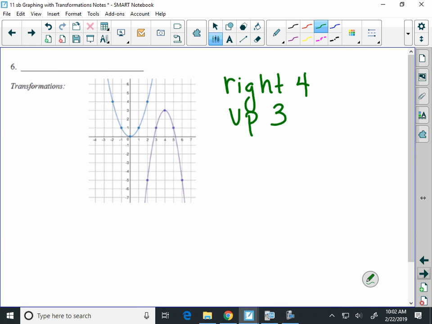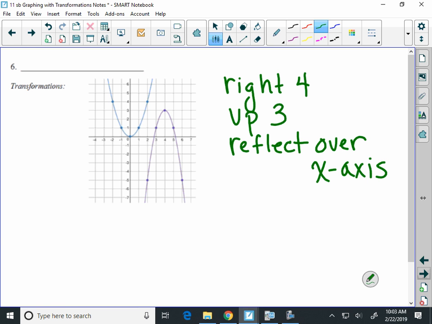But we actually do have 2 more transformations in this graph. And the next one I look for is the reflection. And as we can see in this particular picture, our graph is upside down. The purple graph is upside down. And what that means here is that we're reflecting the graph over the x-axis. And it's really hard to see in a picture a reflection over the y. But here's the reflection over the x.